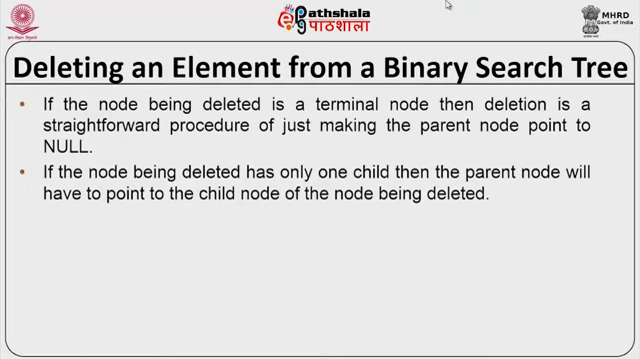Now, it is like saying I have only one child, the node is being deleted, I have one child and I have my parent. So now what I am doing is, I am being deleted, I give the responsibility of my child to the parent, in other words. So, if a node being deleted has one child, the parent node will have to point to the child of the node being deleted.